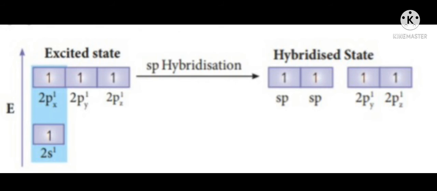In the acetylene molecule, both the carbon atoms undergo sp hybridization involving the 2s orbital and 2px orbital. Here, one 2s orbital and one 2p orbital, that is the 2px orbital, undergo hybridization and form 2 equivalent sp hybridized orbitals. Each carbon atom forms 2 sp hybridized orbitals. Each sp hybridized orbital contains one electron. The two sp hybridized orbitals lie on the x-axis. The unhybridized 2py orbital and 2pz orbital lie perpendicular to the x-axis.